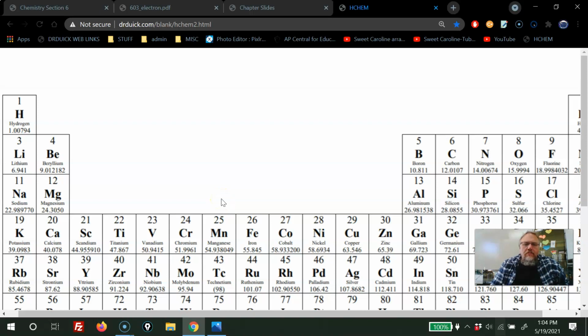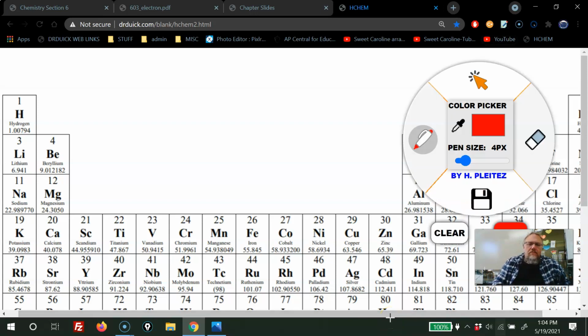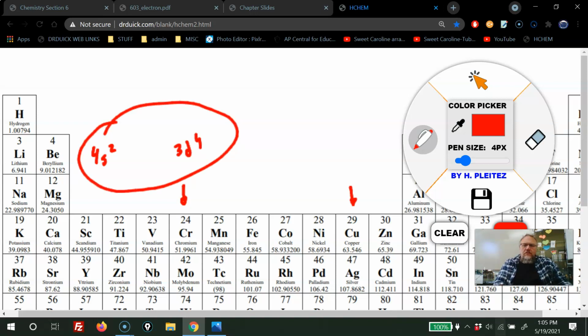Something like chromium, molybdenum, right, and also copper and silver. So right off the bat, I've already mentioned this, but I'm going to say it again. There is the concept that these guys, this one and this group right here, you would think it would be 4s2 and 3d4. But we're going to find out that this does not happen. So like this, I'm going to put a line through. That is not going to happen.